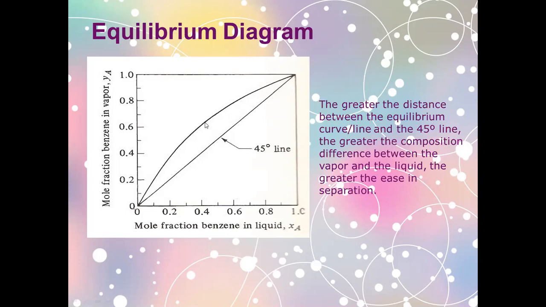However, the nearer the curve to the 45-degree line, the more difficult it is, or we will be needing a taller column for us to be able to separate the components. A graphical illustration that would make you easily understand the ease of separation will be shown when we do the graphical approach later on.